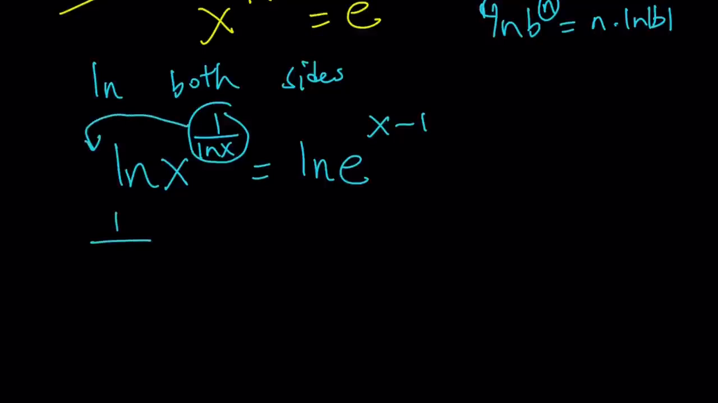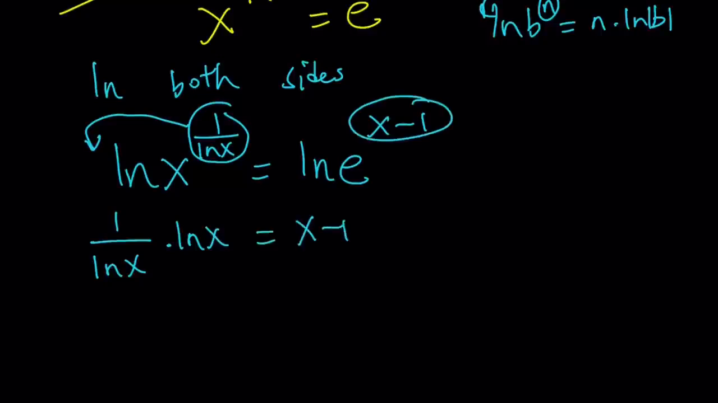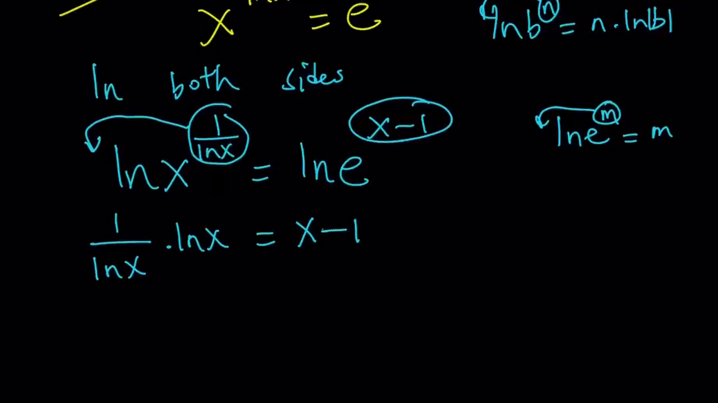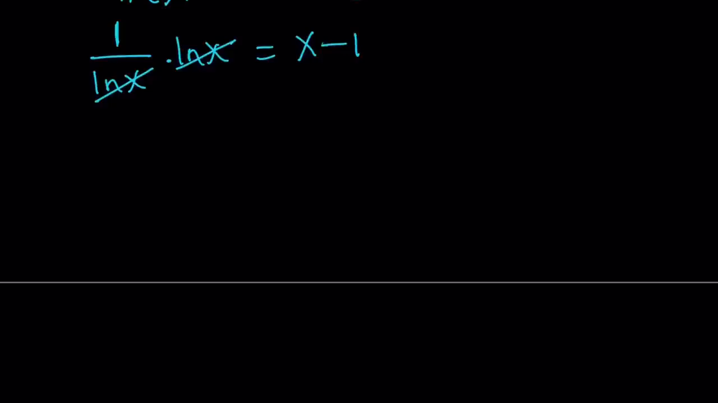That gives me 1 over ln x times ln x equals x minus 1 times ln e. But ln e is just equal to 1, so I don't even need to write it. So we can safely say that ln e to the power m is always m, because m is going to be moved and ln e is always 1. Great. Now here, just like before, ln x cancels out, and that leaves us with 1 on the left-hand side, which means x minus 1 is equal to 1, and that means x is equal to 2.